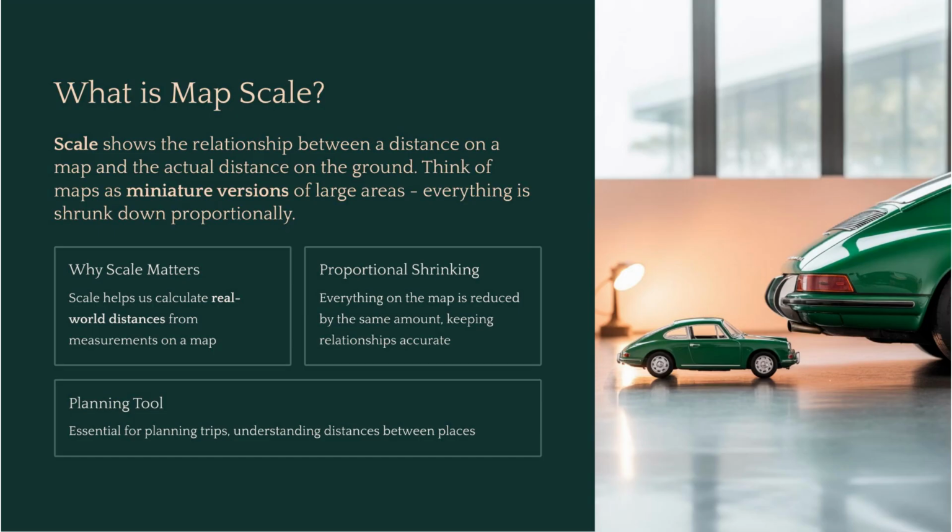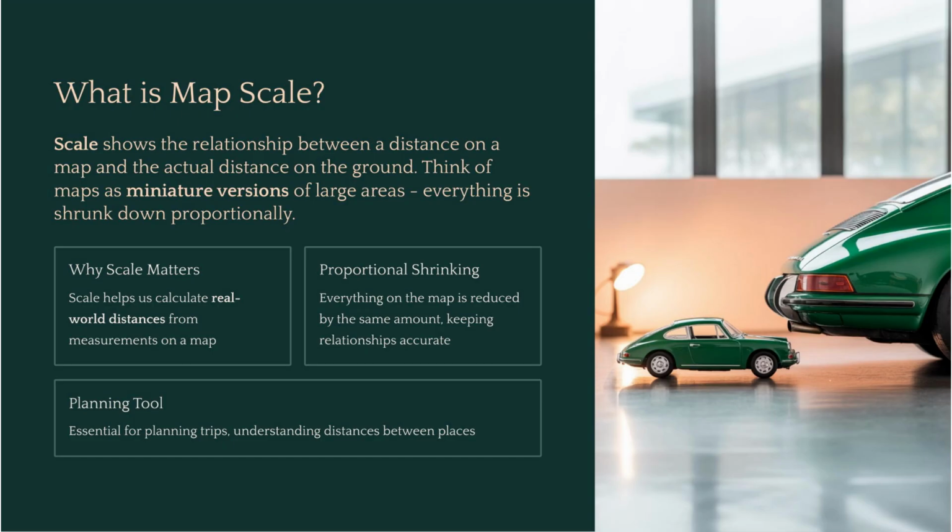Think about taking a picture of a huge football stadium and shrinking it down to fit on a postcard. You can still see all the parts of the stadium, but they're much smaller. That's what a map scale is. It tells you how much the real world has been shrunk down to fit on the map. The scale is critical because it allows you to calculate the actual distance between 2 points.